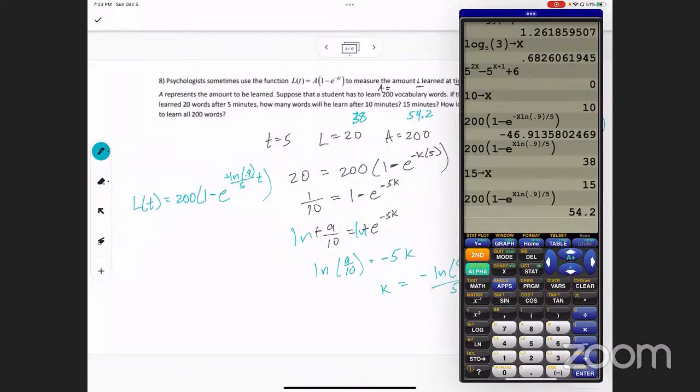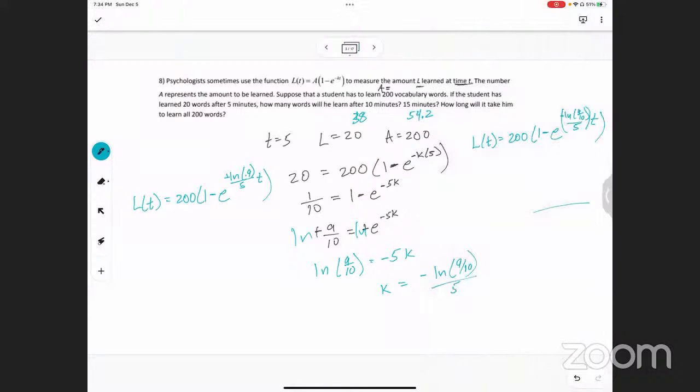So how long will it take for him to learn all 200 words? So what we're trying to do now for this one, now we're calling L 200, right? Does that make sense? So we're plugging 200 here. Let me do this in red. We're calling L 200. So we're solving this equation now. 1 minus e to the ln of 0.9 over 5 times t. Got it?